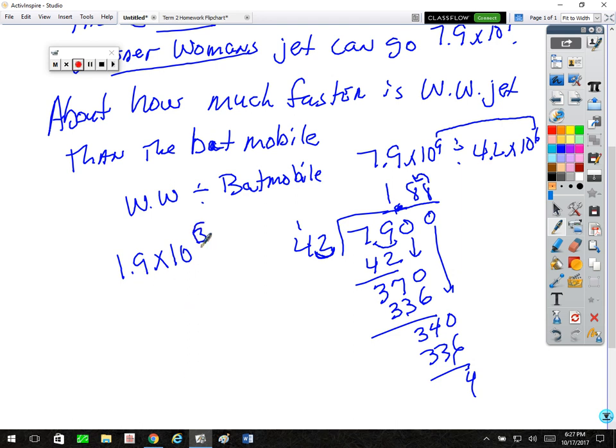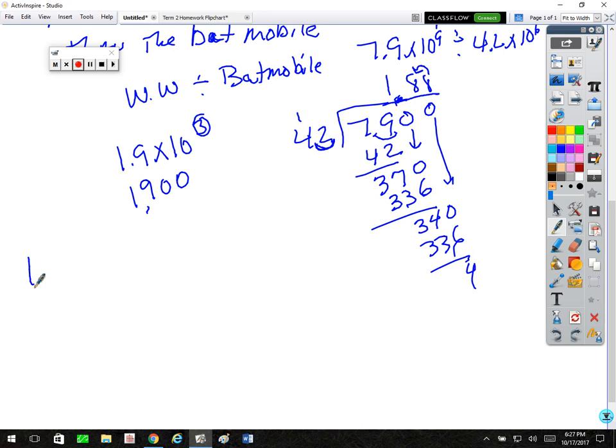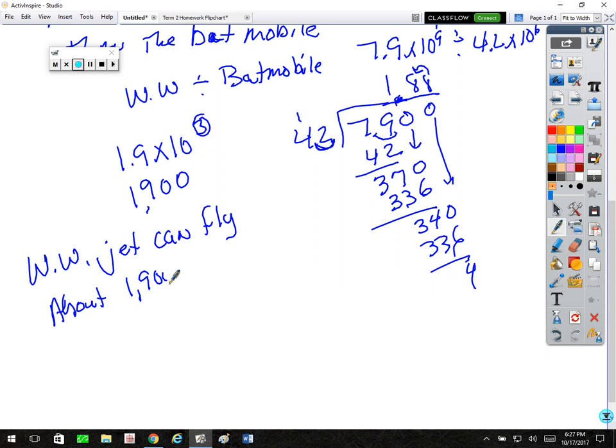This tells me to move my decimal 3 places to the right. So 1, 9. From here to here is 1, 2, 3. Alright, so if I was to write my sentence, we can say Wonder Woman's jet can fly about 1,900 times faster than the Batmobile.